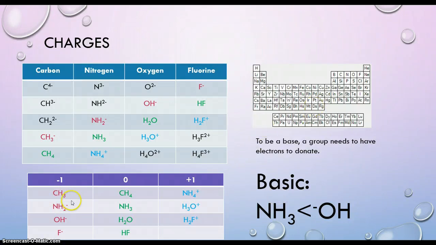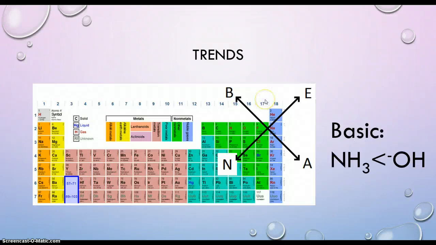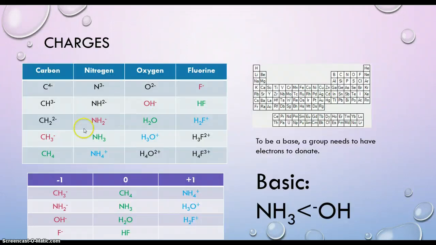Now, when comparing things that all have the same charge, so CH3 minus compared to CH2 minus, you use that trend that we talked about here, in that it's more up and to the left. But if you are comparing CH3 minus to CH4, then CH3 minus wins because it has a negative charge.